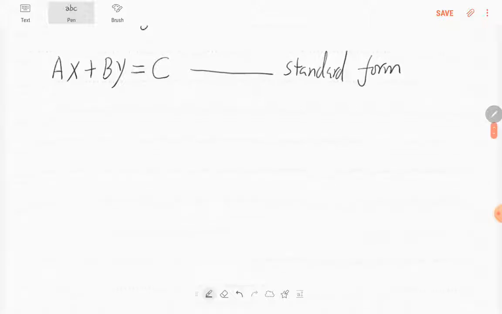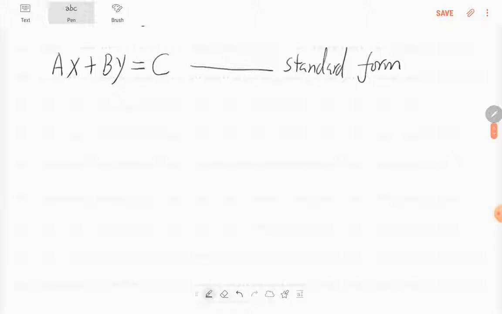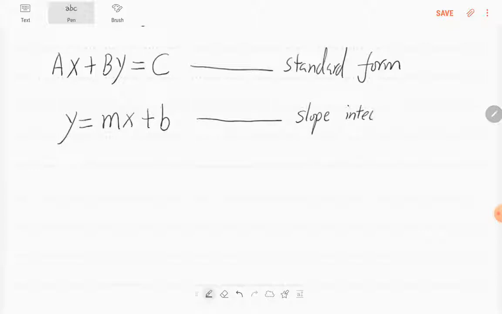We have another form which is called the slope-intercept form. If we solve for y, you can always write it as y equals m times x plus b. This is called slope-intercept form. What does this mean?